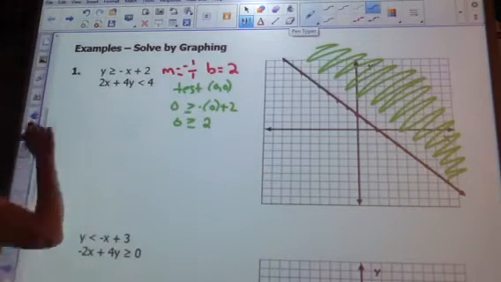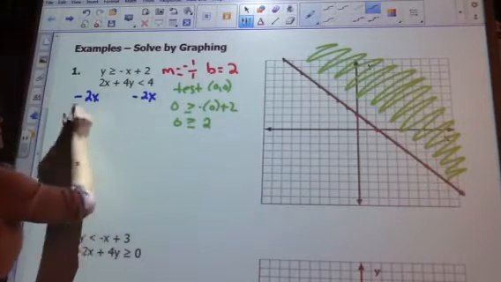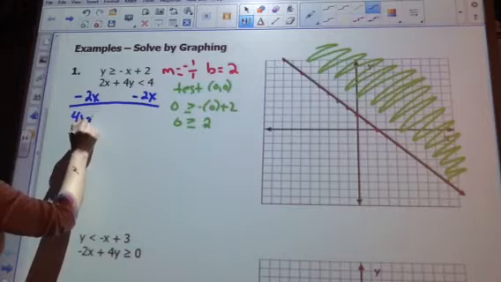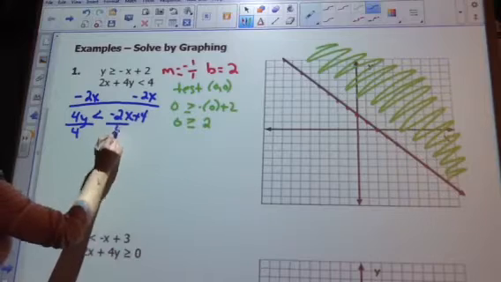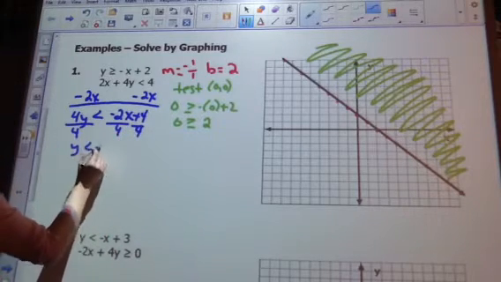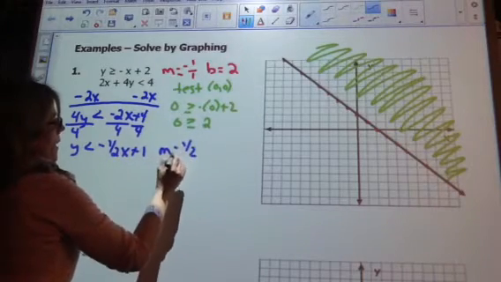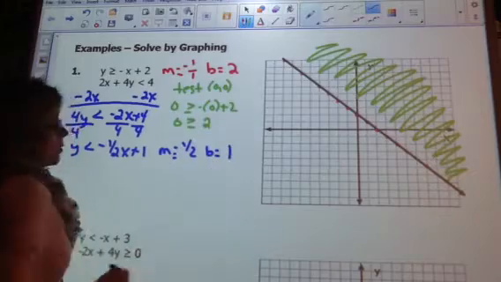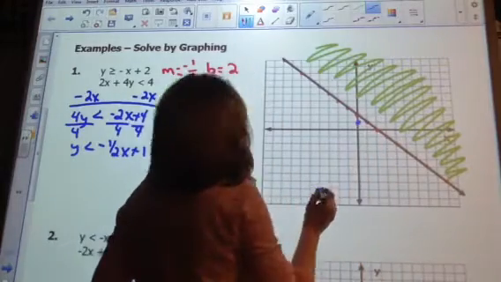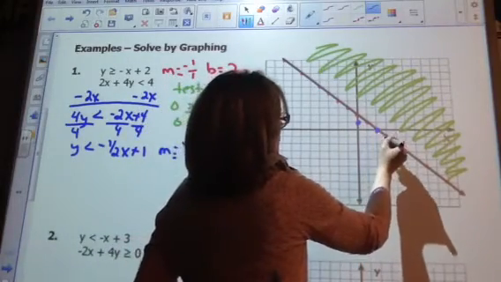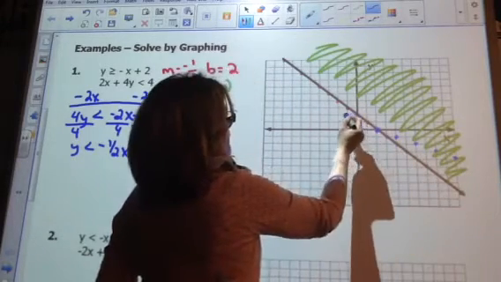Now, on the second inequality, we need to isolate our variable y. So let's do that by subtracting 2x from both sides. And then we need to divide each term by 4. So my slope is -1/2, and my y-intercept is 1. So let's graph this one. The y-intercept is +1, and my slope is down 1, right 2. Or I can go up 1, left 2.